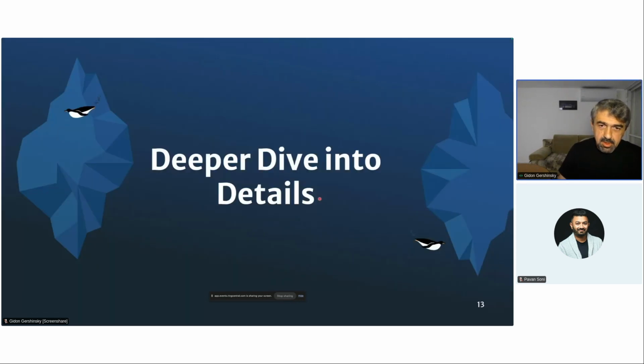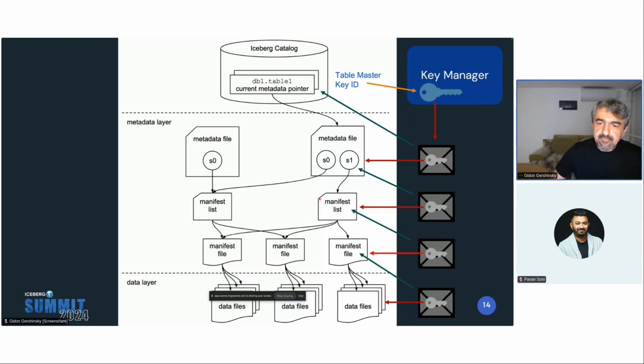Okay, diving deeper into details. You all know this chart of Iceberg file layers. So what we do, we encrypt each data file with its key. Then we put its key in the parent metadata layer in the manifest file. We encrypt the manifest file with the manifest key. Then we put the key in the manifest list. Now we encrypt the manifest list with its key.